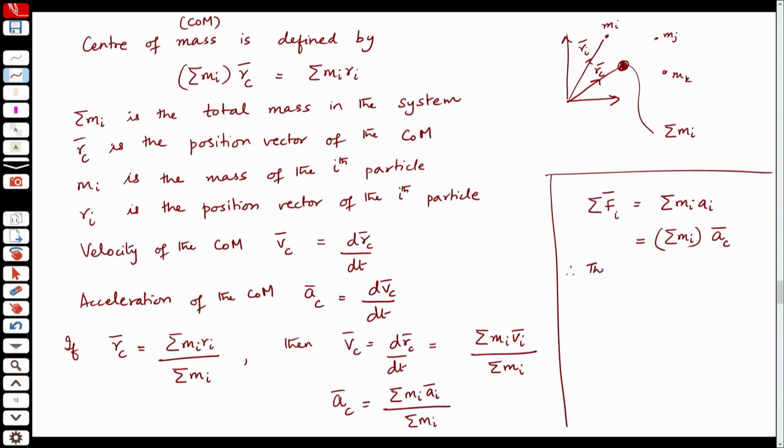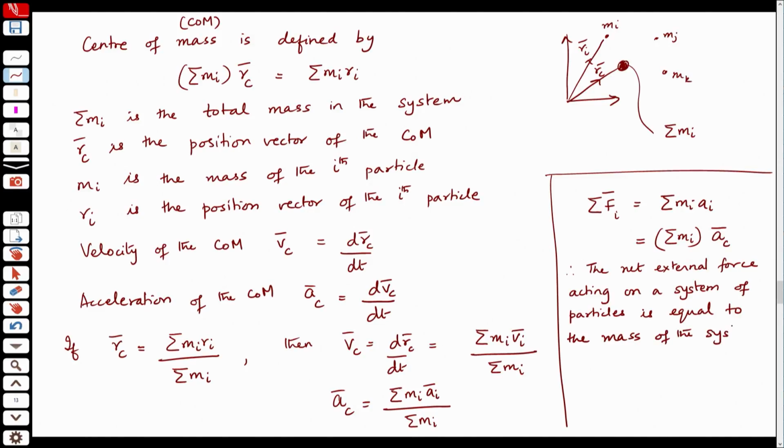Therefore, the net external force acting on a system of particles is equal to the mass of the system times the acceleration of its center of mass.